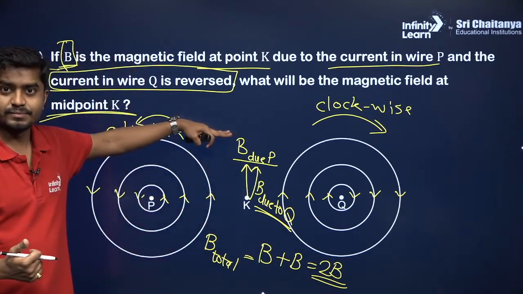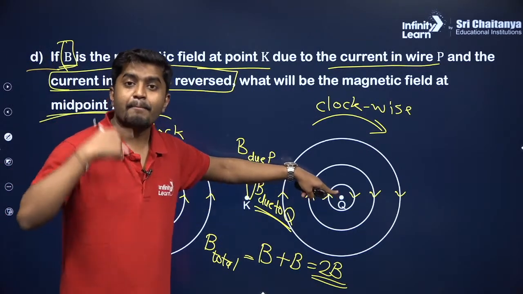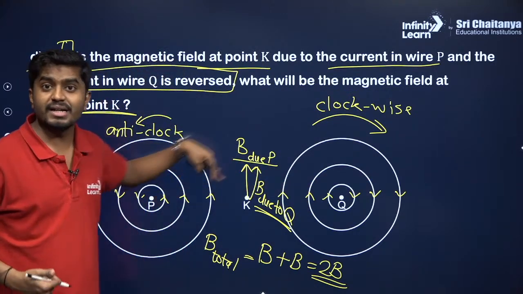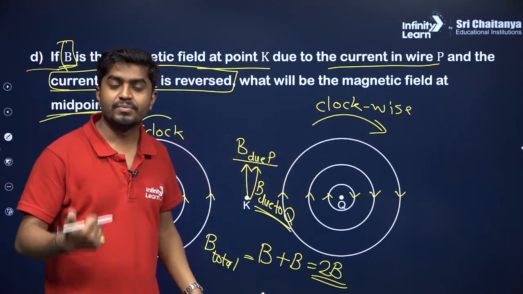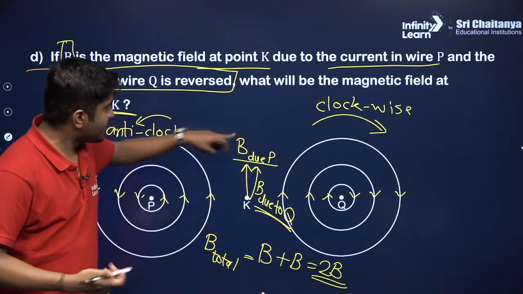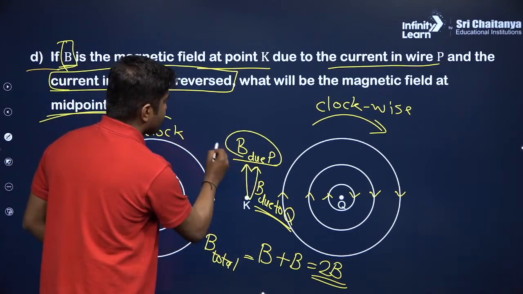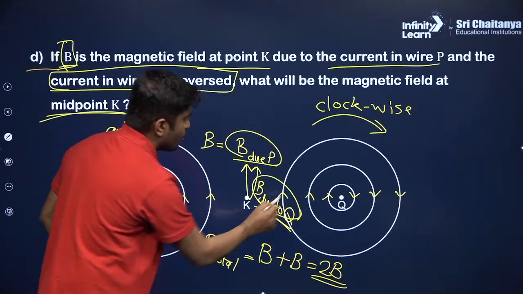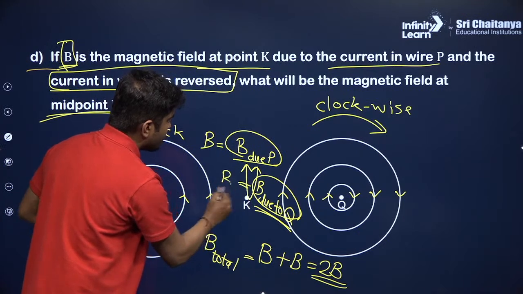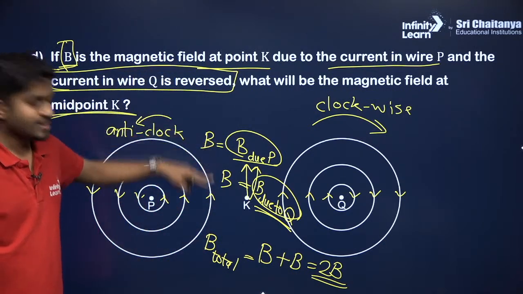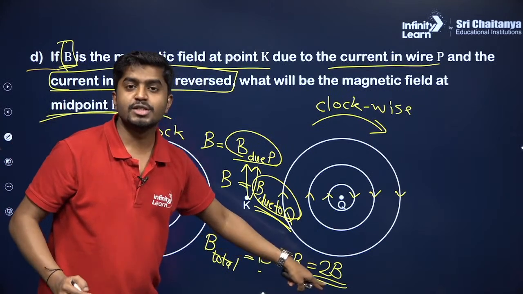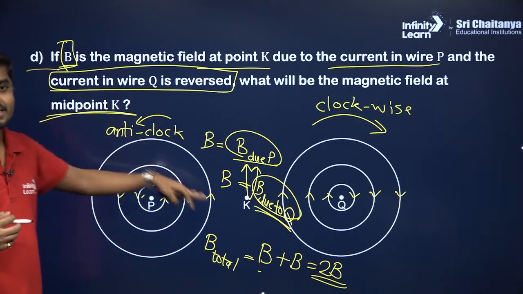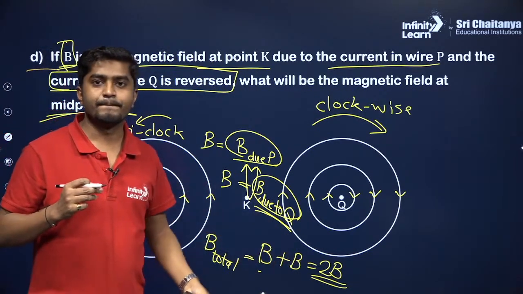Understood this? When you reverse a current, the magnetic field changes to clockwise, and because the current through these wires is the same, the magnetic field due to P, which is nothing but our B, is given as B, and the magnetic field due to Q is also B. So we have to add these two B's. B plus B is going to be 2 times B. So the total magnetic field at the midpoint is 2 times B. Okay?